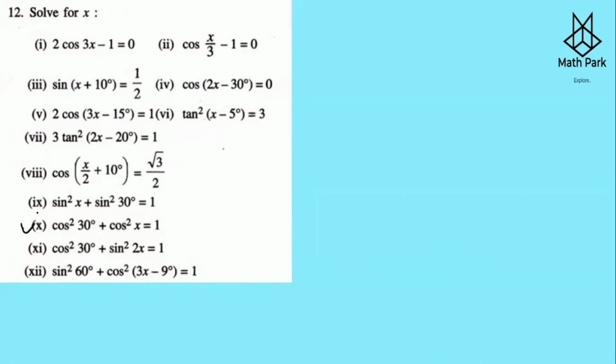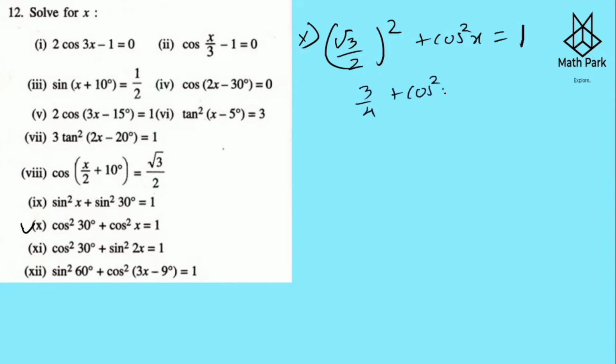Question number 10, which is cos square 30 plus cos square x is equal to 1. Now cos 30 degree is root 3 by 2. So we have root 3 by 2 and the square of this, plus cos square x is equal to 1. Root 3 by 2 square is 3 by 4, plus cos square x is equal to 1. So we get cos square x is equal to 1 minus 3 by 4, which is 1 by 4.